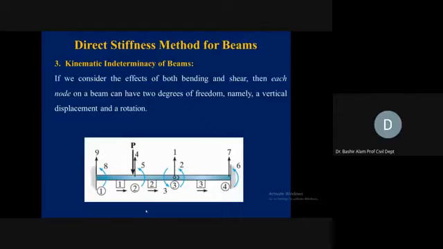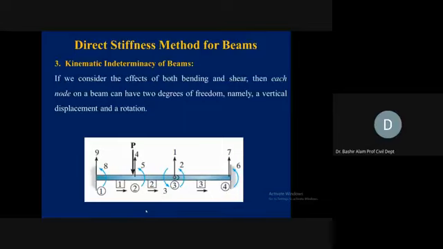Now, kinematic indeterminacy of beams. Again, you will be looking for the free joints and the joint numbers, and each will have 2 degrees of freedom: one is the vertical translation, and one is the rotation at the joint. But if there is a pin joint, it can give you 2 independent rotations. From the rotations, you have 2 degrees of kinematic indeterminacy, and there will be 1 vertical translation. So it will provide you 3 degrees of kinematic indeterminacy.